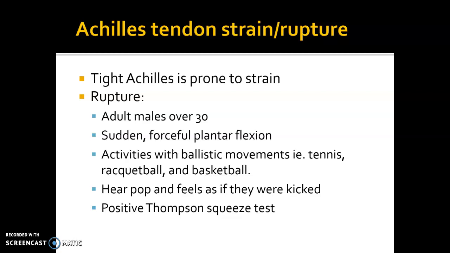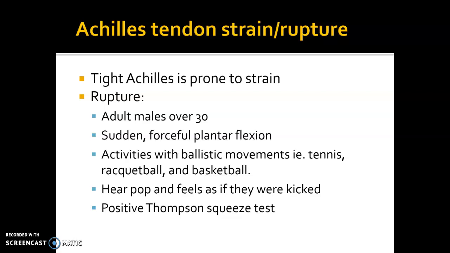It's caused by a sudden, forceful plantar flexion, so that means pushing off really quickly off your toes in a sprinting motion. This usually happens with very ballistic, quick movements such as tennis, racquetball, and basketball motions. The person will describe hearing a pop and feeling as if they were kicked. It's usually a very loud injury because it's such a big tendon, and the person feels like they were kicked or shot in the back of the heel, and they usually fall down immediately because they don't have any lever system to be able to push off of that foot anymore.